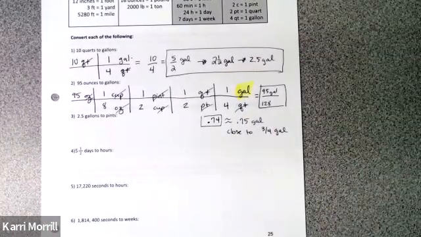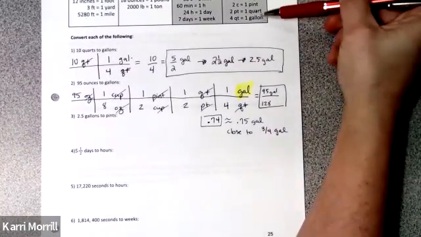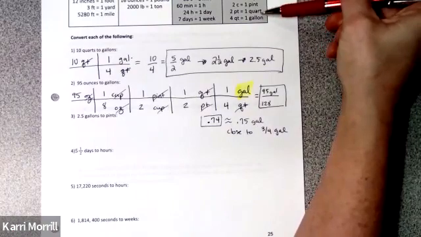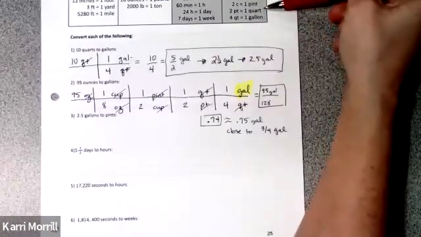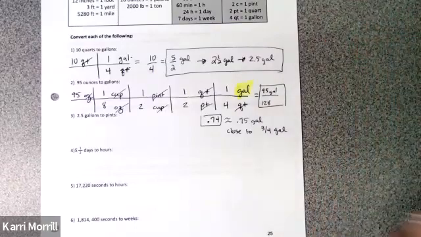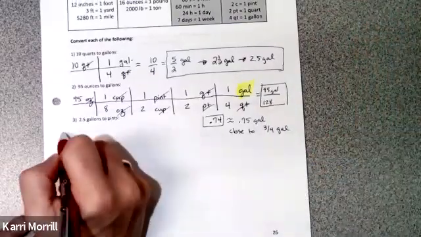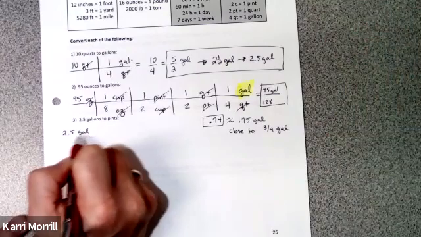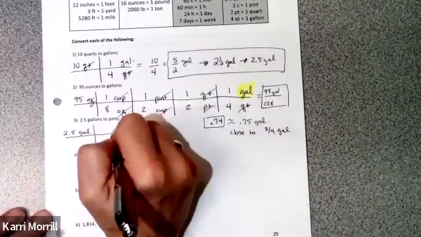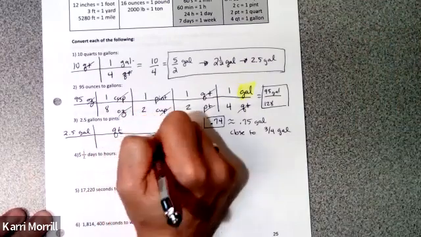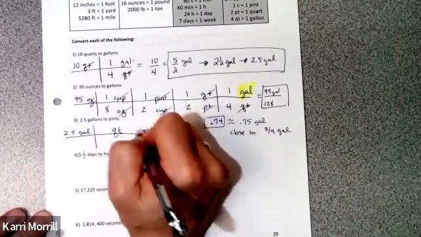Okay, now we're going from gallons to pints. So we're going a little bit backwards. So we're going to have a quart in between us. So you can just look at your list here and kind of look to see where you're going and see what's in between. You have a quart in between it. So you have 2.5 gallons over quarts. And then we can get to our pints.